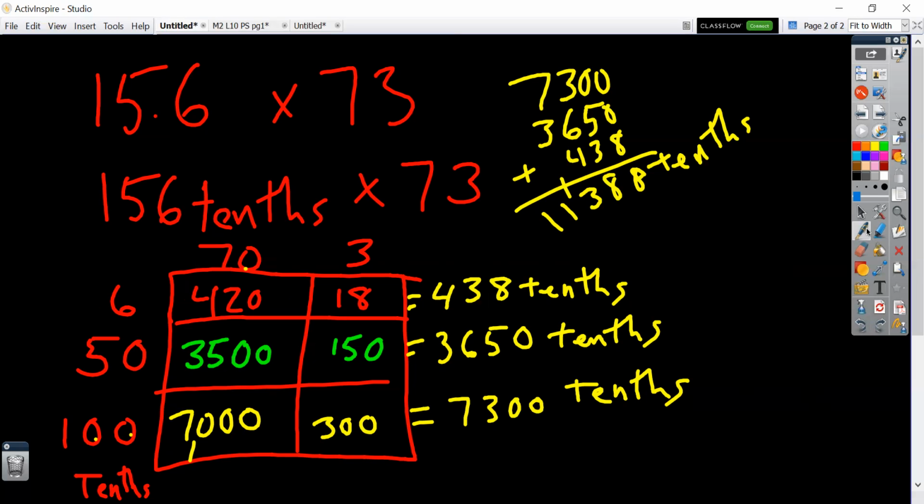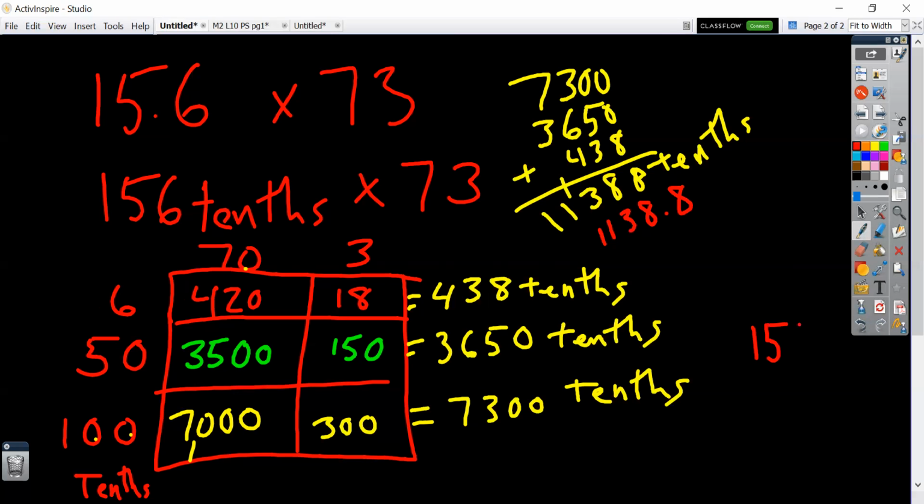Well, if we were thinking of this number, 11,388 tenths, and we were thinking about our place value chart, we know that this is actually going to be 1,138 and 8 tenths. We know tenths is one place after the decimal. That's also another clue. So we only can have one place after the decimal. So we can just kind of think about bringing it back one place, right? So let's go ahead and set it up with standard algorithm and see how we do.